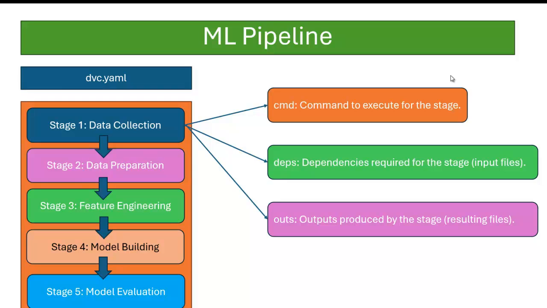And outputs produced by the stage means resulting files. Again, I will show you this practically. At the end, we will run this particular file, the dvc.yaml file, which will execute our pipeline stage by stage, from the first stage to the last stage, one by one. Don't you worry, as I said, I will show you everything step by step practically.